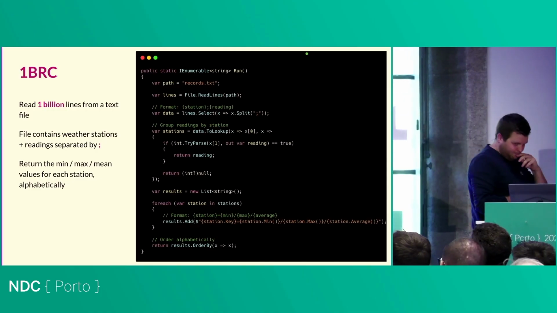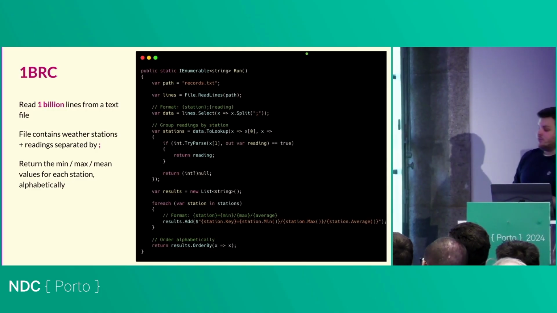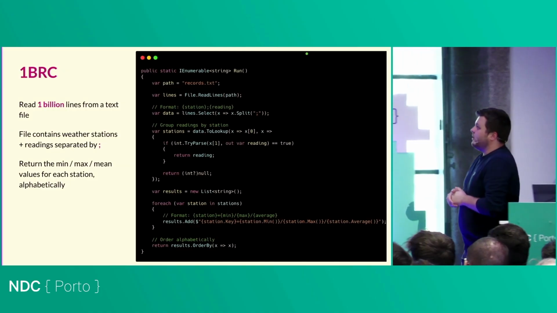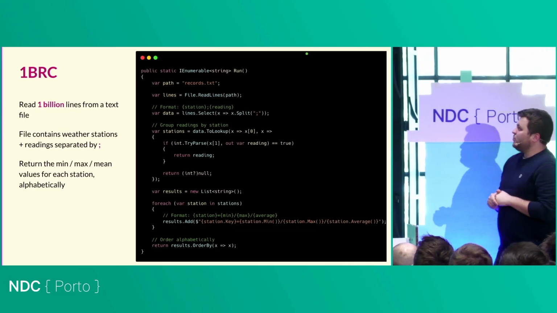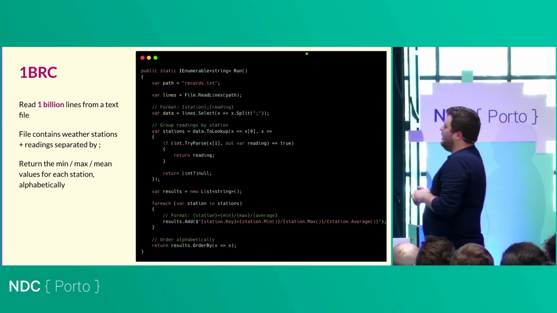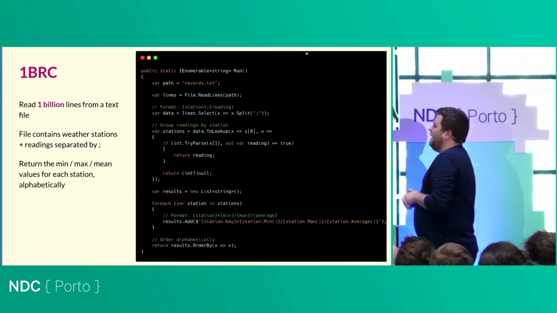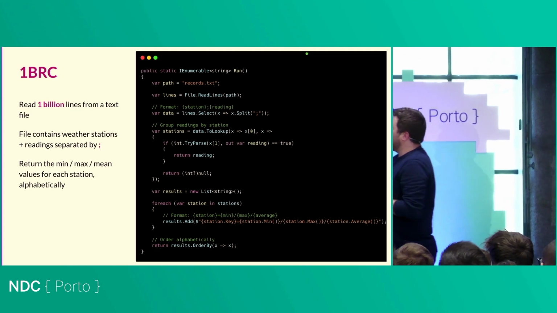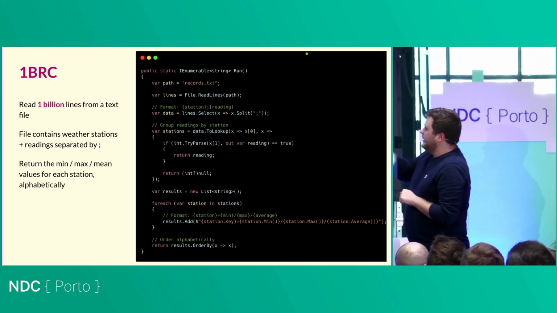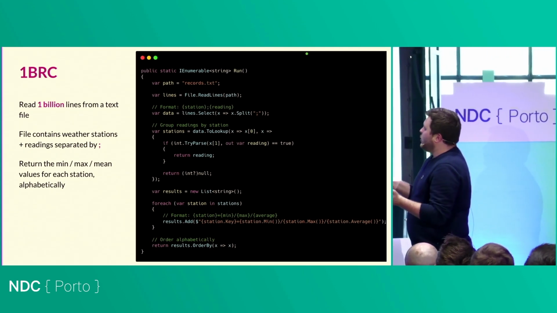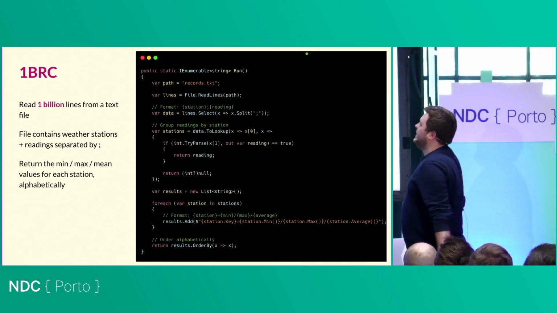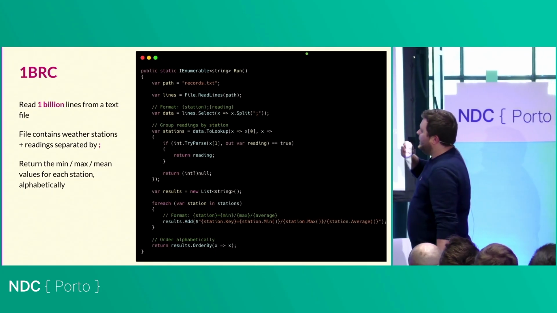In this case, at the top, reading in my records.txt. It synchronously reads every single line, and that takes a fair amount of time. It then splits all of the lines by something, so I end up with an IEnumerable of string arrays. I then create a lookup in LINQ.